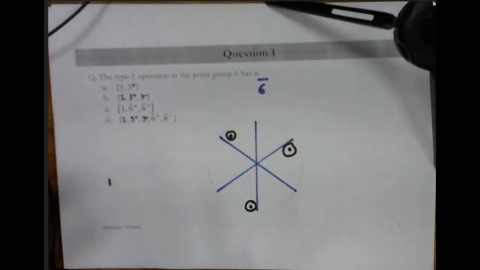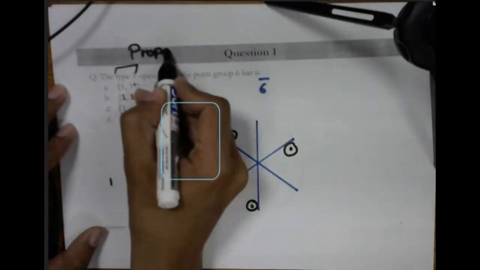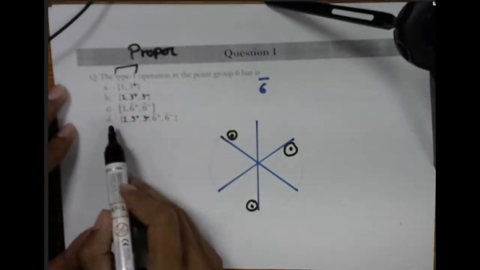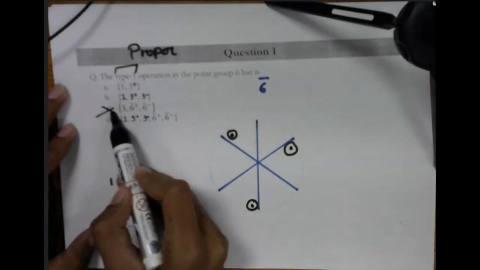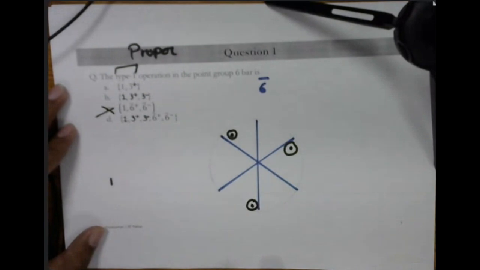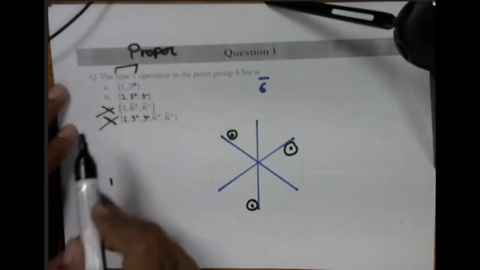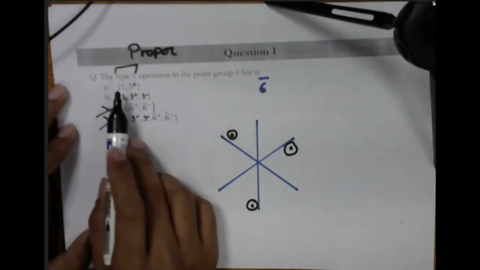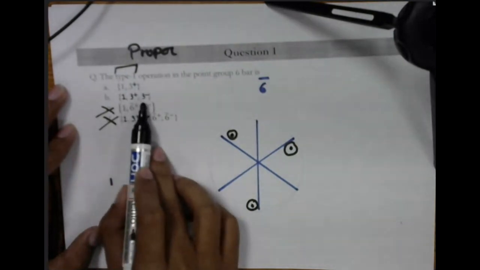So how can we write these particular points? They are talking about the type 1 operations. Type 1 means proper. Look at option C. It is having the 6 bar, that is the inversion, so we can directly eliminate option C since it is having the 6 bar. Again, for option D also we can eliminate all of them. Now what about A and B? All of them have only proper operations, because they have 1-fold, 3-fold in the anti-clockwise, and then 3-fold in the clockwise. So all of them are proper. Now we need to know which of them is correct.